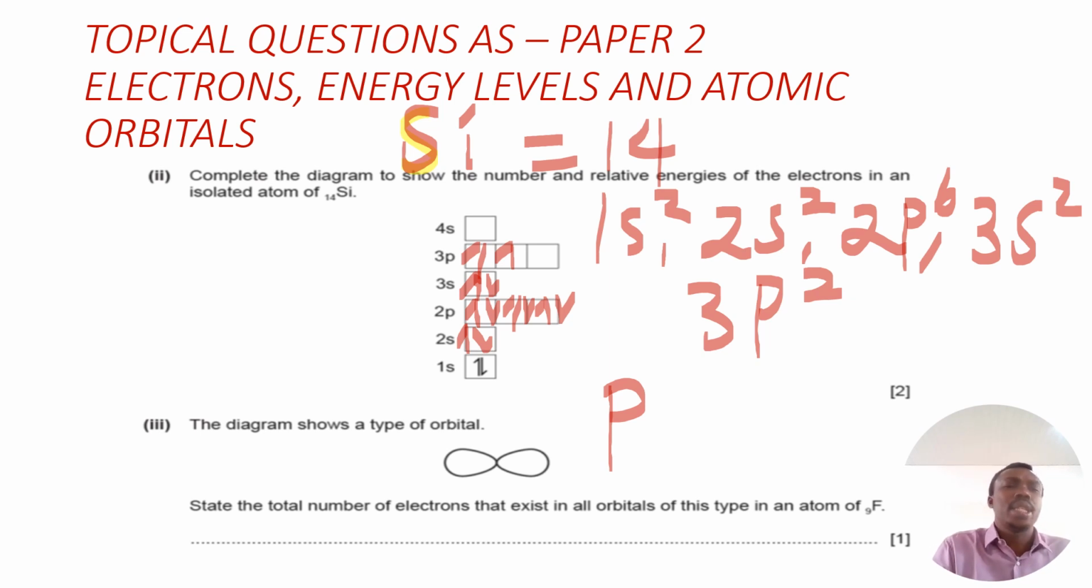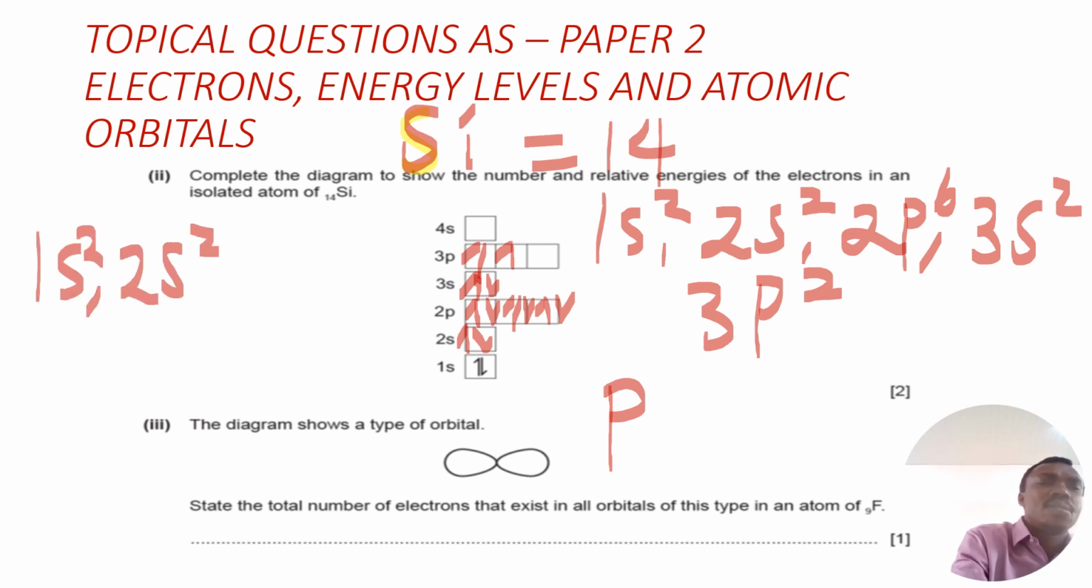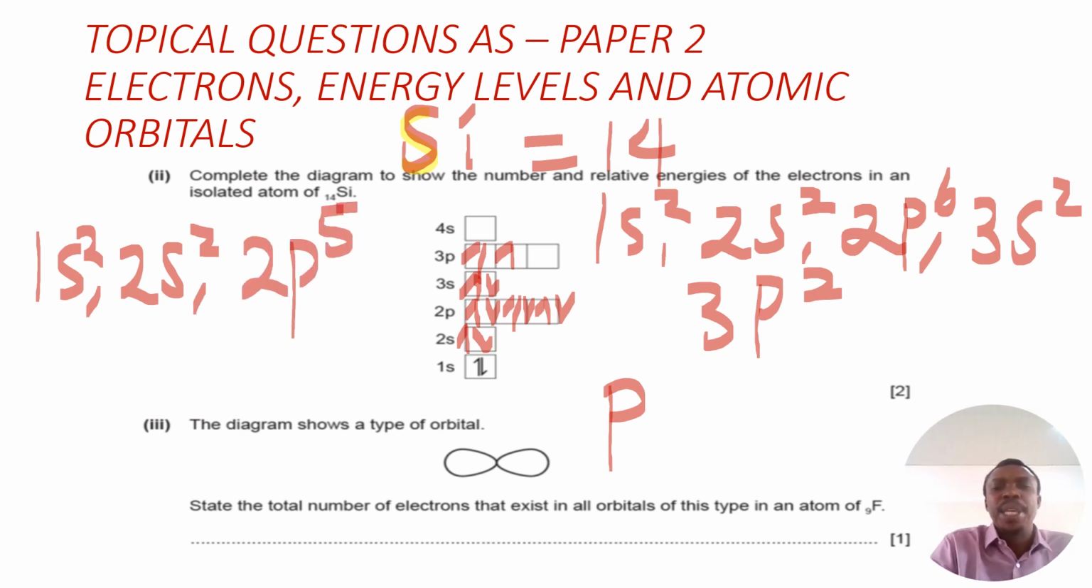Then the next question is, state the total number of electrons that exist in all orbitals of this type in an atom of fluorine. Fluorine is 9, so you write the electronic configuration of fluorine, which is 1s2, 2s2, 2p5. So the p orbital contains 5 electrons. So the total number of electrons that exist in the p subshell is 5 electrons. As you can see, it's as simple as A, B, C.